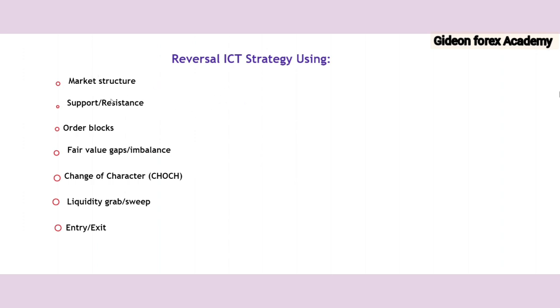The first thing we are going to be looking at in this strategy is market structure. Pretty basic, right? Market structure, support and resistance, order blocks. We are going to be looking at fair value gaps and imbalance in the market, change of character, and liquidity grab or liquidity sweep, like some people like to call it. And we are going to be looking at how to enter this market and when to exit.